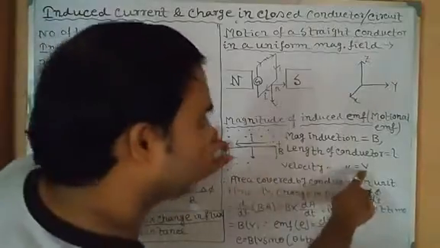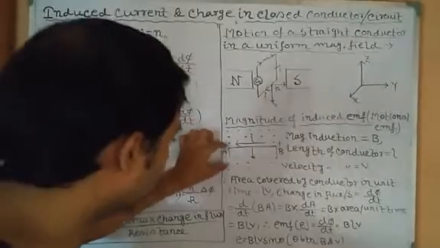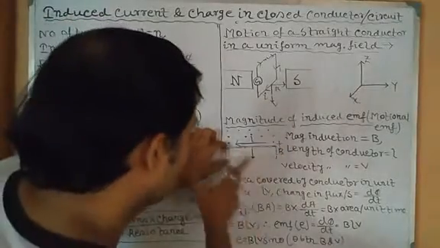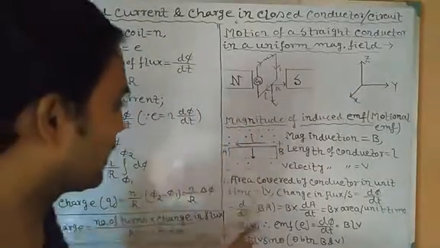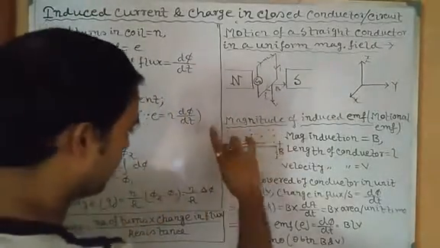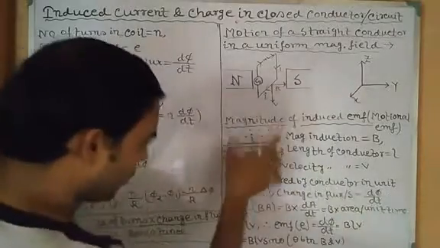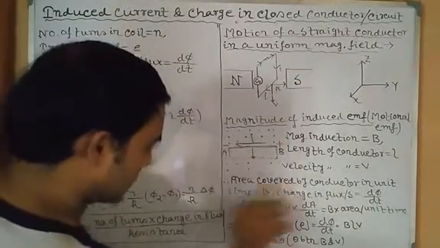And what is the velocity V? Velocity means the distance traveled by any object in unit time. So in unit time it travels this distance V. So what is the total area covered by the conductor in unit time? Length into width, isn't it? So length is L and width is V. So that's why the area covered by the conductor while moving in the downward direction in unit time is LV.